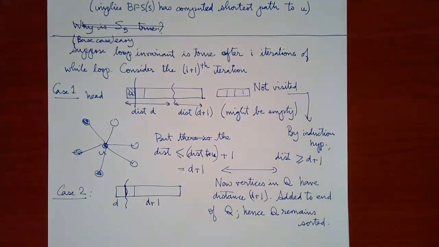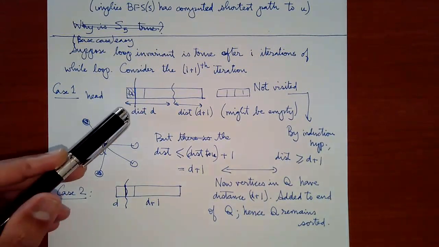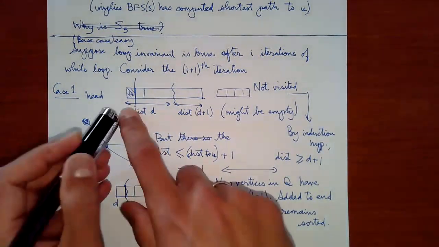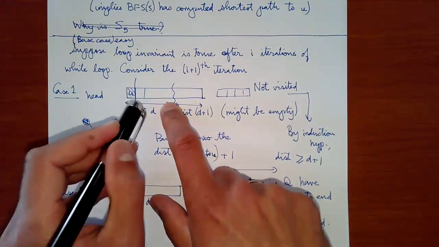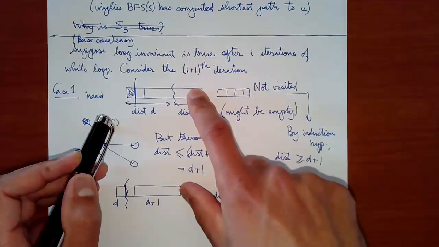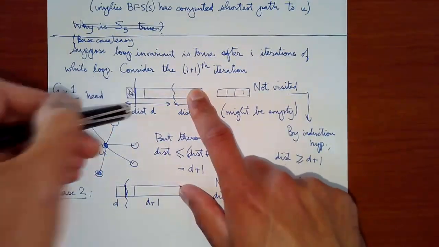Well, I had one question. Whenever you dequeue from the head, your distance will always change, right? Because every neighbor of u will have distance plus 1. That's true, but the things in the queue may still have distance d. They're all going to the end of the queue. The head of the queue may still have the same distance.